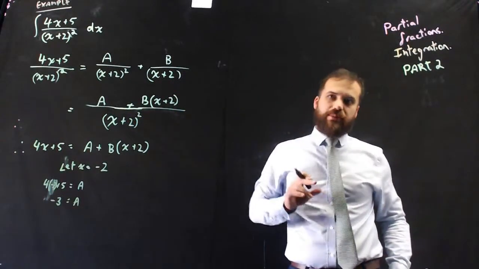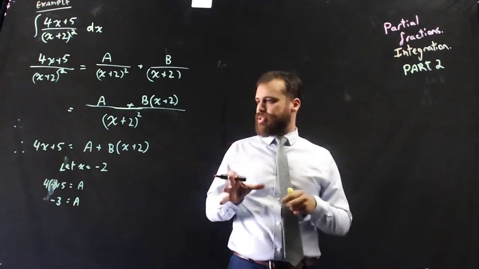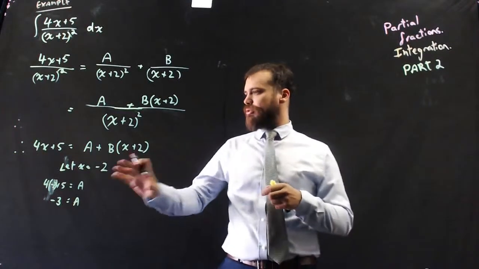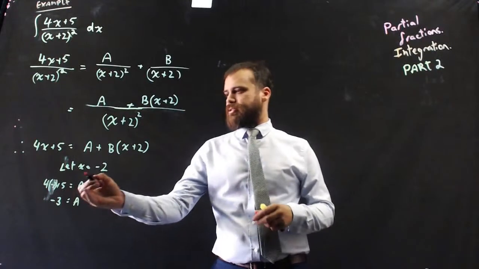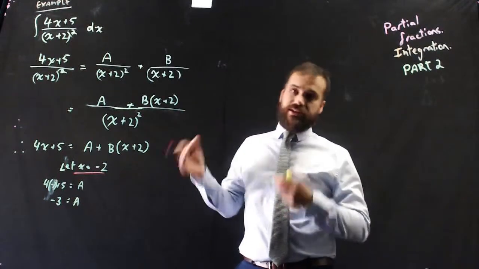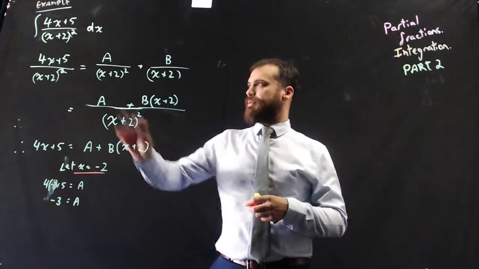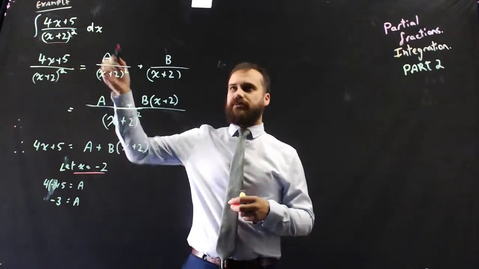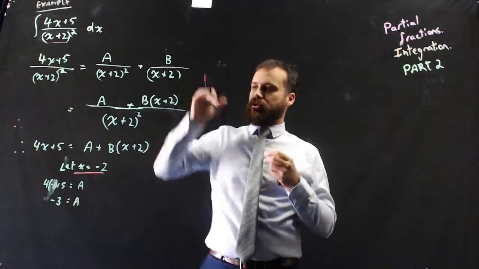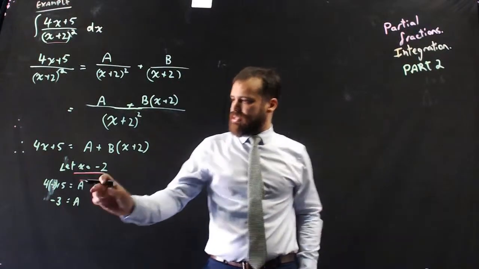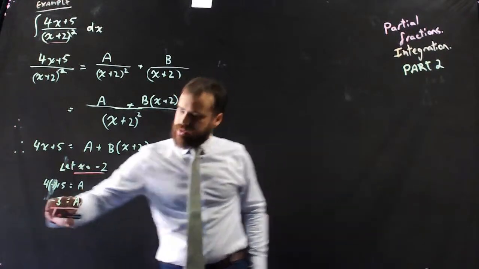And then we just need to find our B value. Now in the last question, to find the B value, all you did was sub in another value for x. Like we let x equal negative 2 and you let x equal something else. It's not really going to work this time around, but because we're using this special case, (x + 2) squared or something squared on the bottom, we can simply sub in what our A value was.